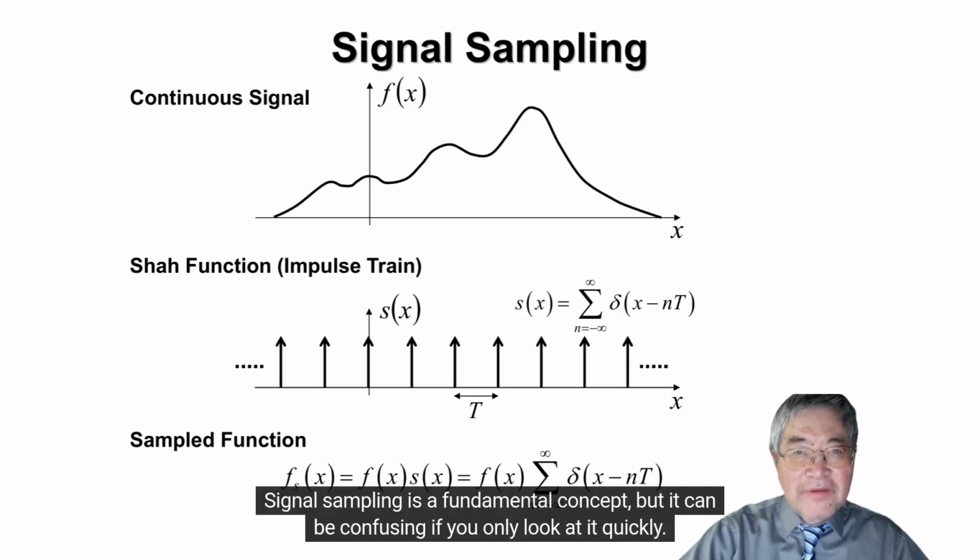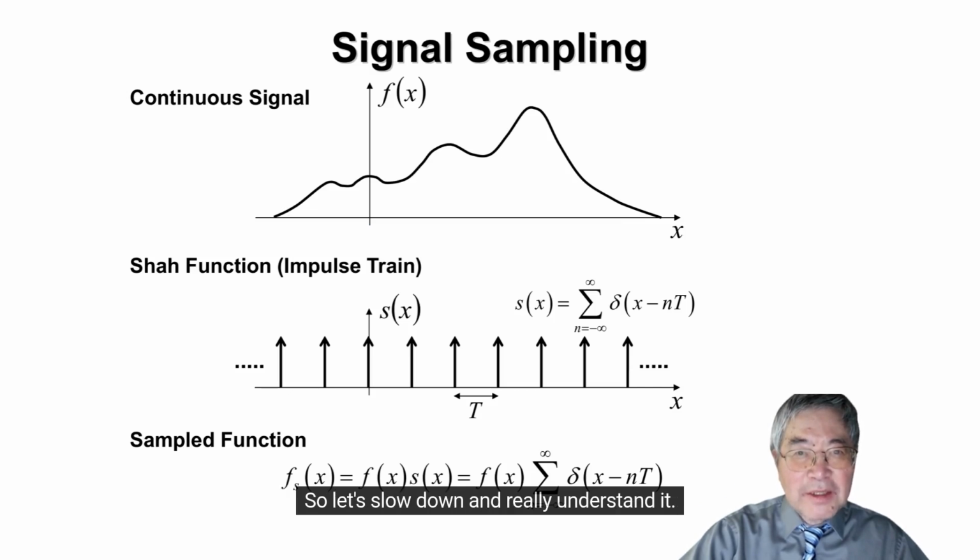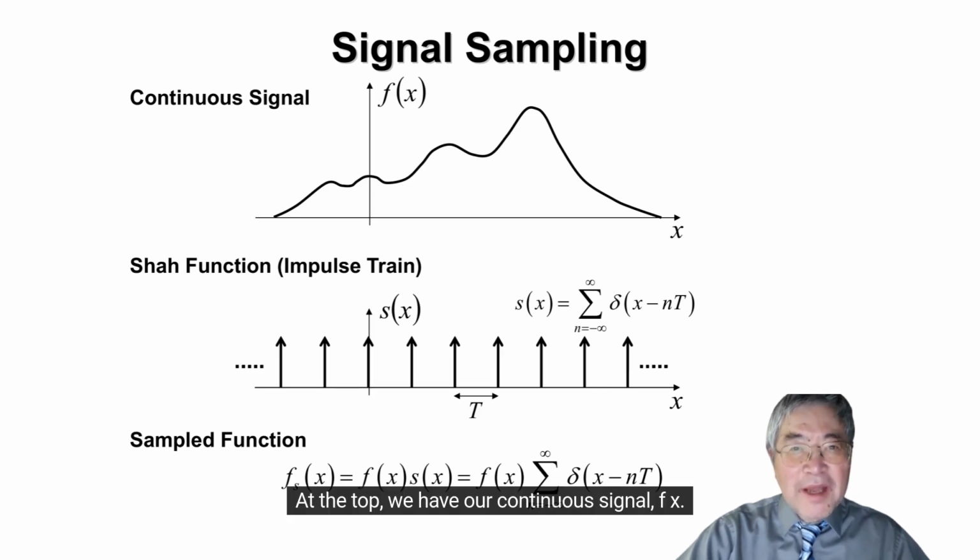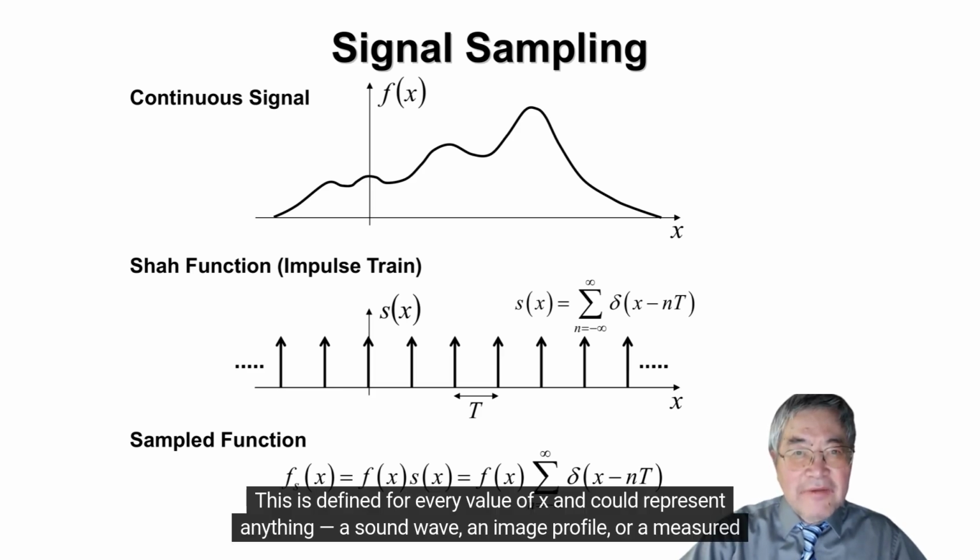Signal sampling is a fundamental concept, but it can be confusing if you only look at it quickly. So let's slow down and really understand it. At the top we have our continuous signal f(x). This is defined for every value of x and could represent anything: a sound wave, an image profile, or a measured signal.